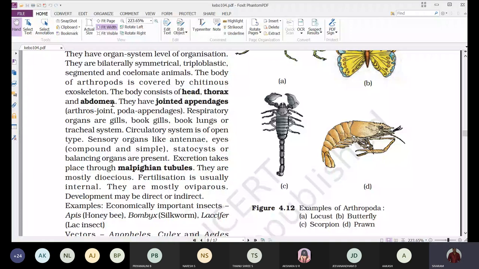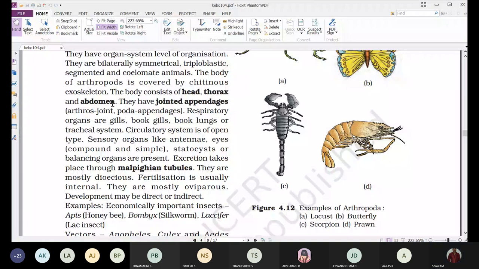We'll find antenna, glossa, paraglossa and galea. Any structure you observe, all the different mouth parts and different parts of the body, consist of small jointed structures. That's why we call them jointed appendages, and that's why the name derived is Arthropoda. Arthros means joint, poda means appendages. That's why the phylum name is given as Arthropoda.